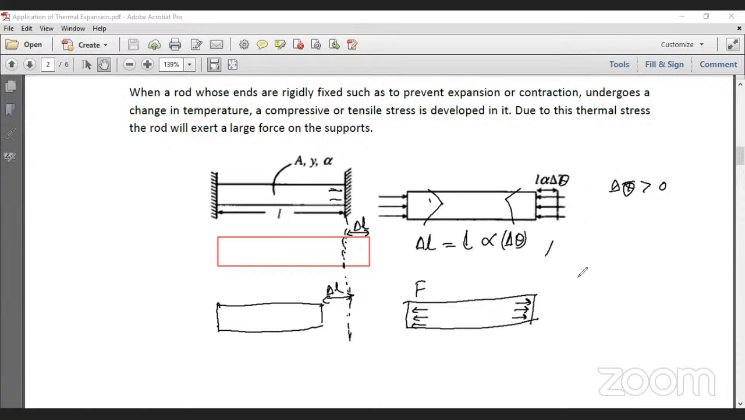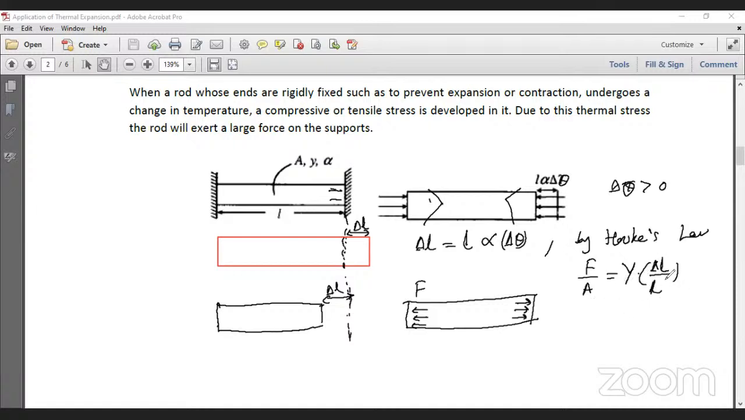And if the force experienced due to this expansion, we extend it, like applying a force and pulling it, so that the length increases. By Hooke's law you can write: the force experienced, that is stress, equals the Young modulus times the strain, that is the change in length divided by the initial length.